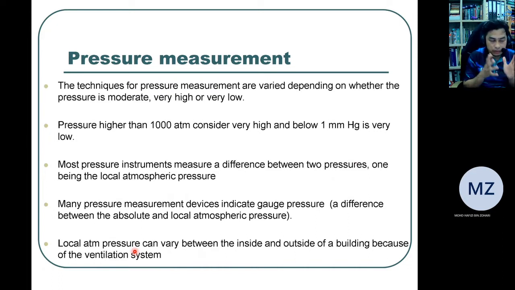The other thing that we have to understand for the pressure measurement concept is that the local atmospheric pressure can be different inside the building and outside the building. Also at different temperatures, it has a little bit of variation in value for the atmospheric pressure. So basically, if you want to remove the effect of atmospheric pressure, just measure the gauge pressure.